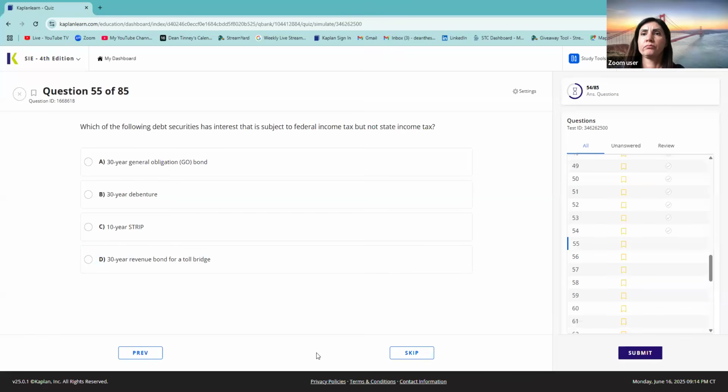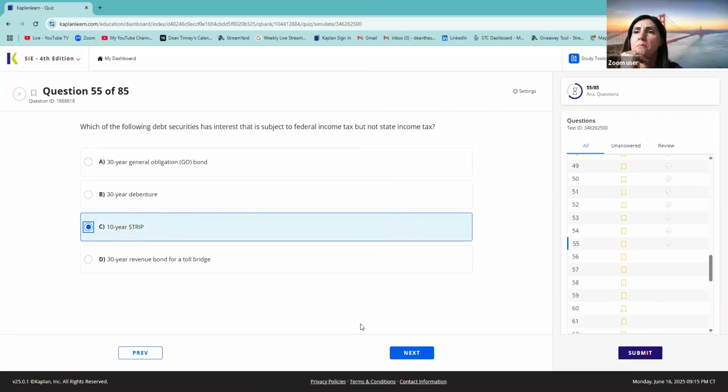Which of the following debt securities has an interest that is subject to federal income tax, but not state income tax? I kind of like this. It's a weird way to ask it, but I like it. Securities that have federal but not state tax. The US Treasury is going to tax you, but your state is not going to tax you. The strips. Right on. The US Treasury can and does tax you. States would like to, but can't. And that 30-year debenture would be fully taxable.